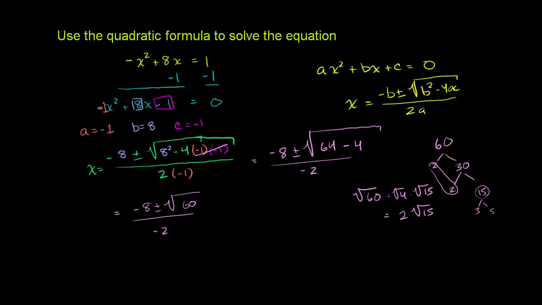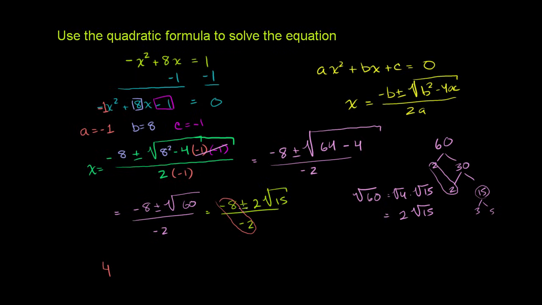So we can rewrite this expression as being equal to negative 8 plus or minus 2 times the square root of 15, all of that over negative 2. Now, both of these terms are divisible by either 2 or negative 2. So let's divide. Negative 8 divided by negative 2 is positive 4. And then you have this weird thing, plus or minus 2 divided by negative 2.